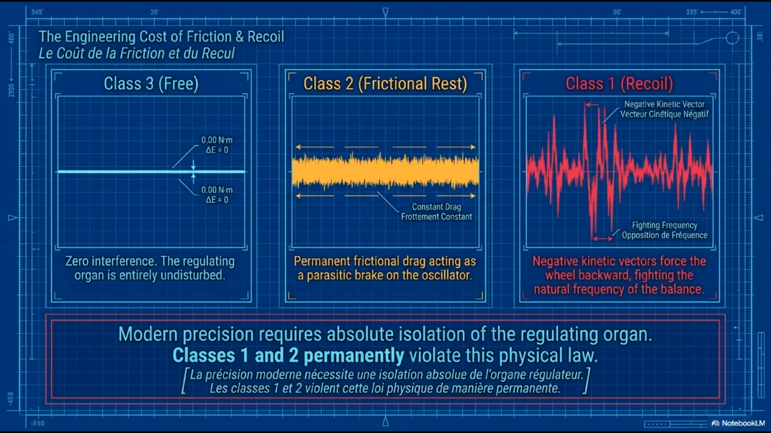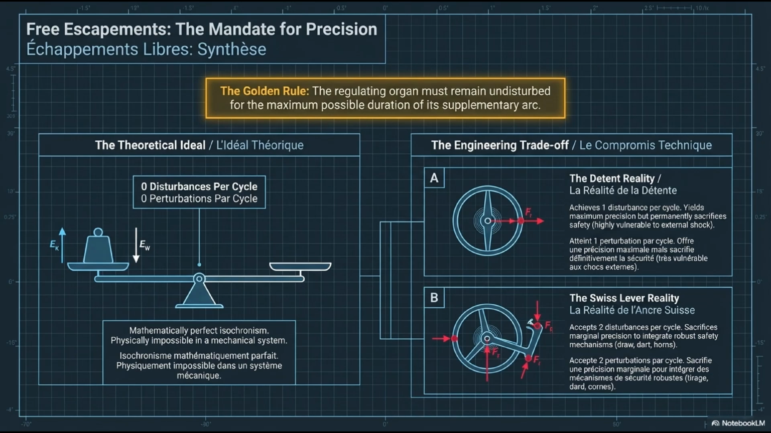This is why the classification system is not historical trivia. It is a direct statement about what a given escapement can and cannot achieve in terms of precision, regardless of how well it is manufactured or adjusted. This slide presents the mandate for precision in free escapements and the engineering trade-off that defines the difference between the two most important Class 3 designs.